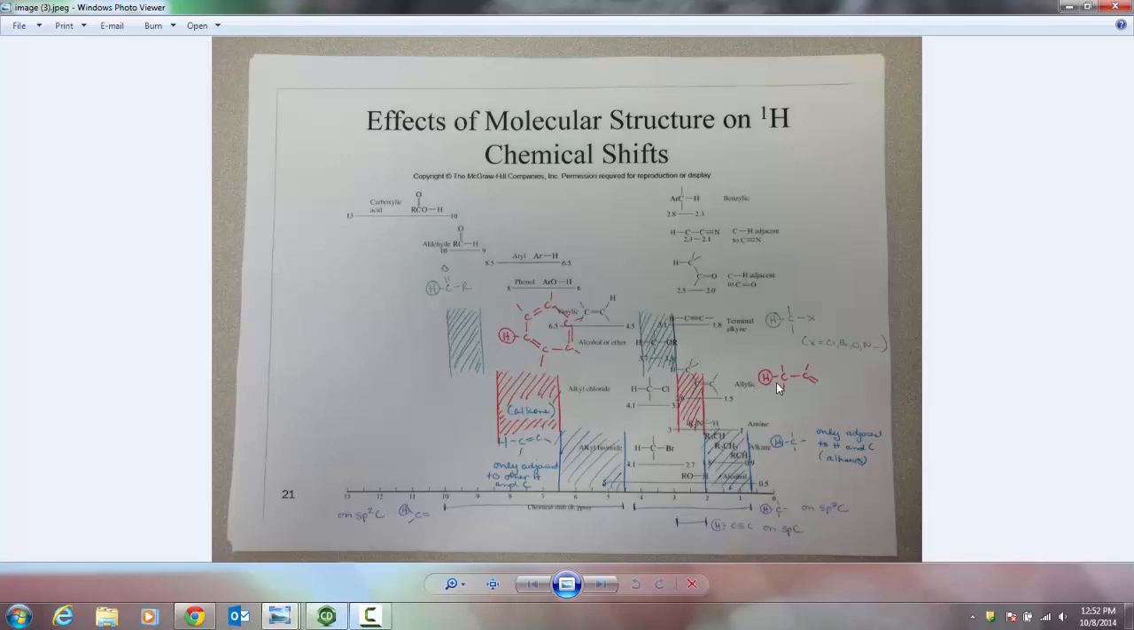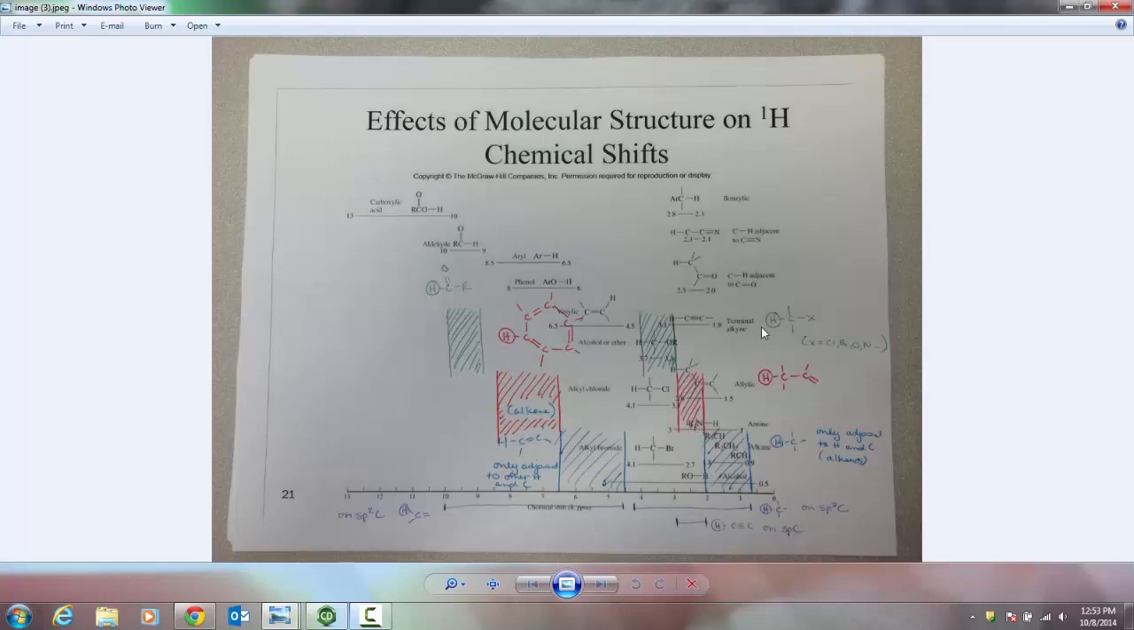If the proton is on an sp3 hybridized carbon and is adjacent to an sp2 hybridized carbon, be that an allylic system or next to a carbonyl group or next to triple bonds or next to an aromatic ring, I don't care. The point is it's next to a pi bond system because the carbon here is sp2 hybridized. If your proton on your sp3 hybridized carbon is adjacent to a pi bond, it'll show up somewhere around 2 to 2.5. That's a very typical region for something like that.